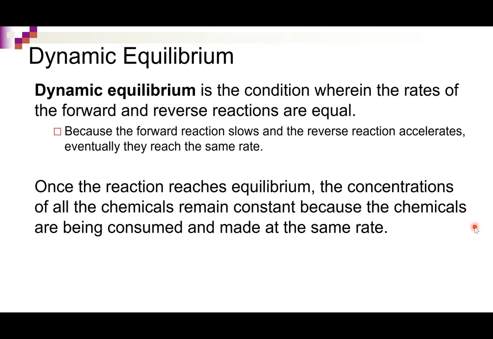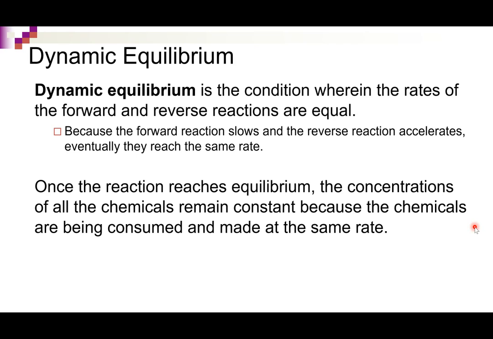Here is kind of the word definition of dynamic equilibrium. Dynamic equilibrium is a condition where the rate of the forward and the rate of the reverse are equal. When the reaction reaches equilibrium, the concentration of all the chemicals is constant. Doesn't necessarily mean it's the same. It just means that once it finds that equilibrium, that concentration is going to be constant.